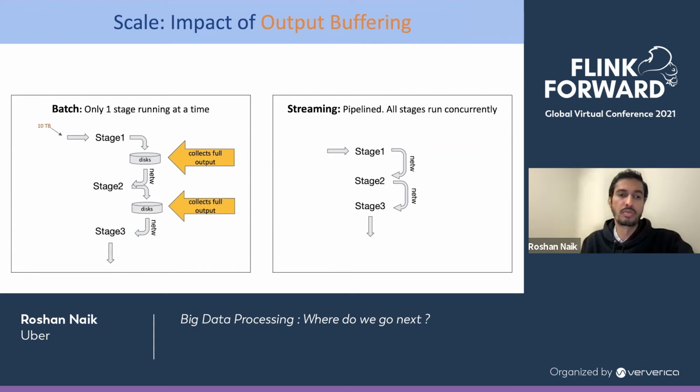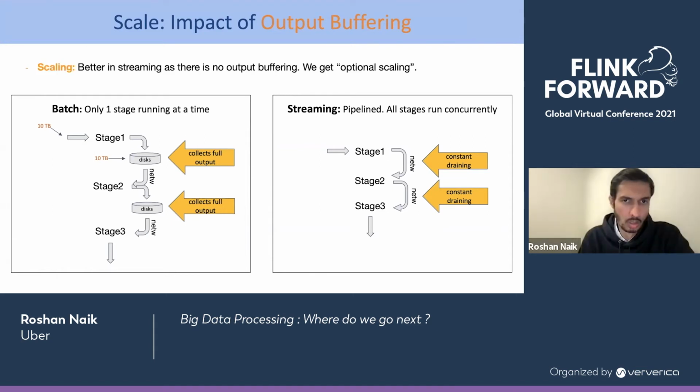So for example, if you feed 10 terabytes there, you may have to collect 10 terabytes out of stage 1 as well, and similarly downstream. Whereas if you're constantly draining, you eliminate the need to linearly scale or keep increasing the size of these disks to accommodate larger and larger inputs. So this makes for much better scaling.